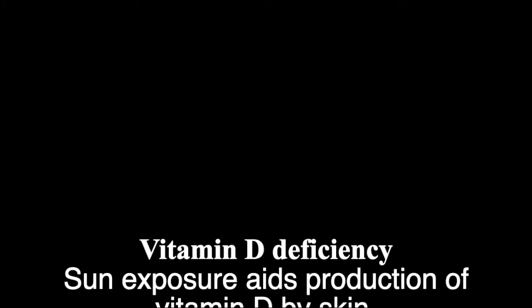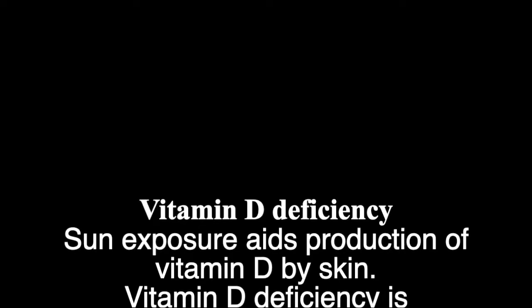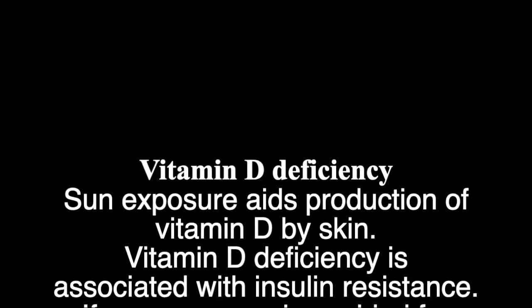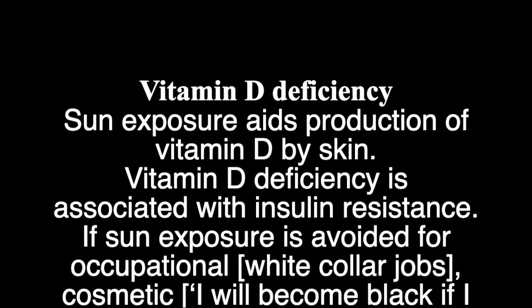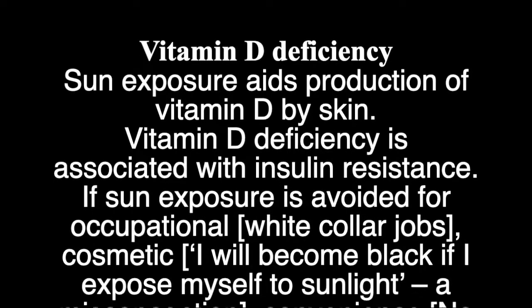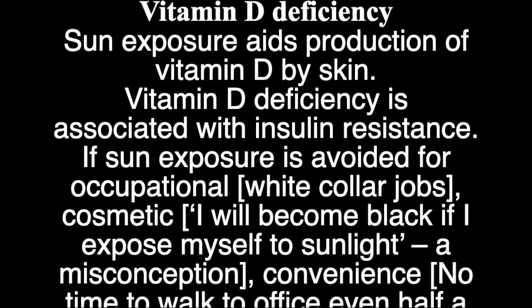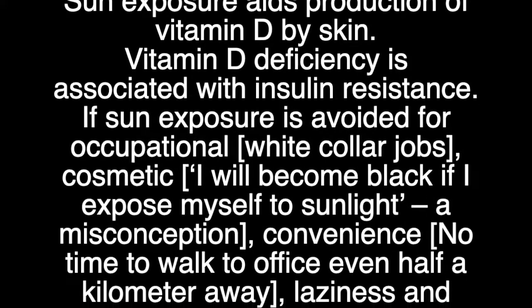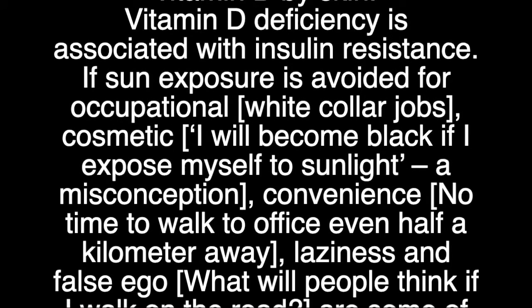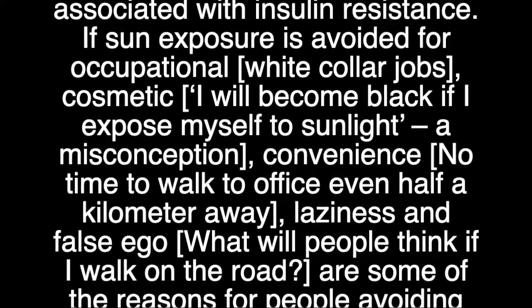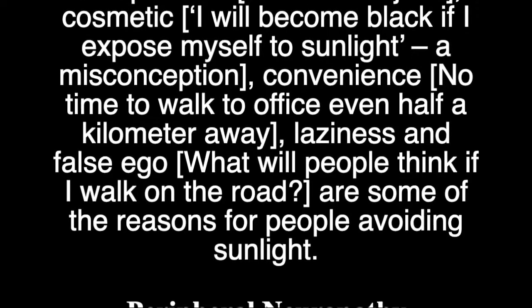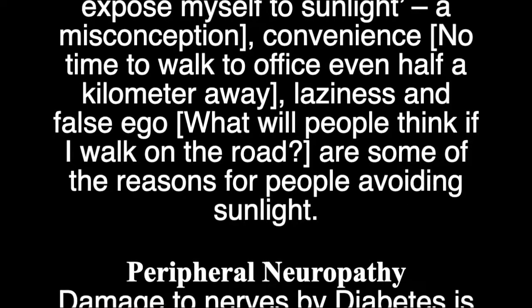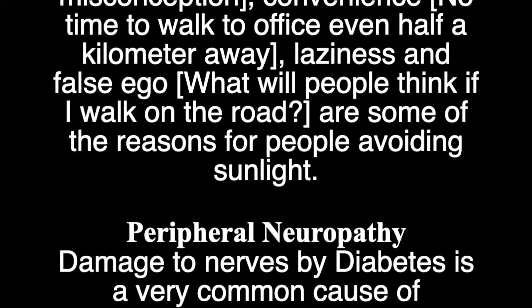Vitamin D deficiency. Sun exposure aids production of vitamin D by skin. Vitamin D deficiency is associated with insulin resistance. Sun exposure is avoided for occupational reasons, that is white collar jobs; for cosmetic reasons, I'll become black if I expose myself to sunlight, which is a misconception; for convenience, no time to walk to office, even half a kilometer away; and out of laziness and false ego. What will people think if I walk on the road? These are some of the reasons for people avoiding sunlight.